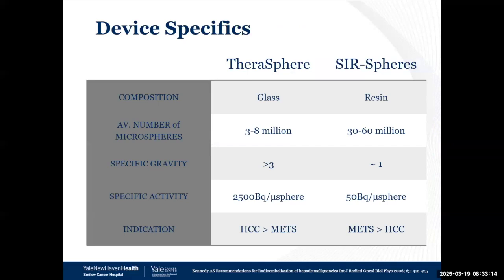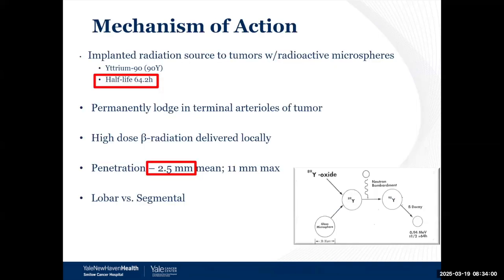TheraSpheres are glass, the SIR-Spheres are resin. Important to know is that the TheraSpheres have a much, much higher dose in specific activity per sphere as opposed to the SIR-Spheres, and therefore you need far fewer of these spheres to achieve a certain dose. However, the dose is distributed less equally across the tumor territory, and therefore the theory is that Sirtex is more embolic, because you need more spheres to deliver the same dose. Okay. TheraSpheres is used more frequently in HCC, whereas Sirtex is more frequently used in metastatic disease.